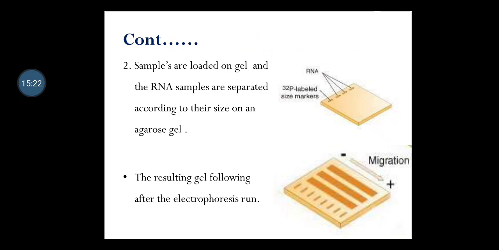In the second step, the samples are loaded on a gel and the RNA samples are separated according to their size on an agarose gel. Phosphorus-32 labeled size markers are placed, and then we embed the genetic material into the slot or well. The migration takes place, resulting in bands in the gel following the electrophoresis run. With electrophoresis, one is able to separate the fragments depending upon their shape and size.